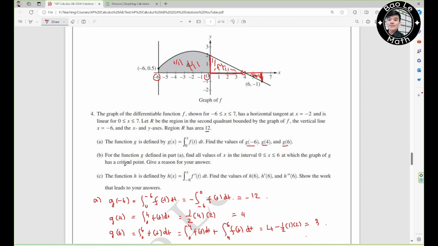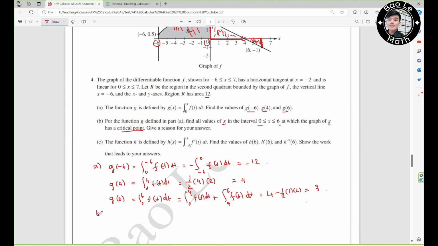Now let's move on to question B. For the function g defined in part A, find all values of s in the interval from 0 to 6 at which the graph of g has a critical point. Okay, so we know that critical points occur when g prime of s equals 0 or g prime of s is undefined.